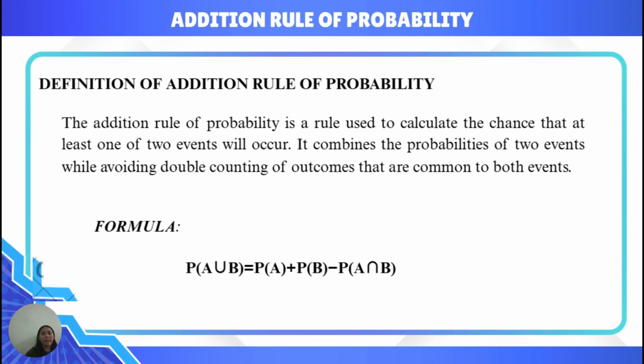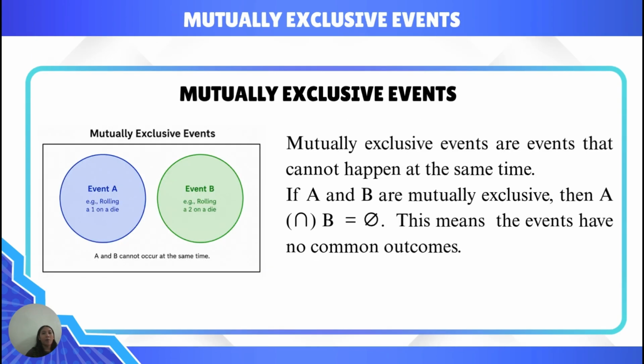Have you ever wondered if two events can happen at the same time? For example, when tossing a coin, can we get both heads and tails at the same time? The answer is no. This leads us to our topic, mutually exclusive events. So what are mutually exclusive events? Mutually exclusive events are events that cannot happen at the same time. If A and B are mutually exclusive, then A intersection B is equal to the empty set. This means the events have no common outcomes.